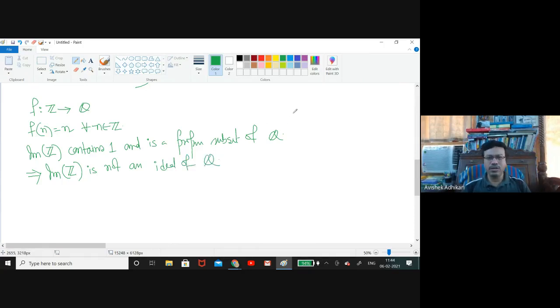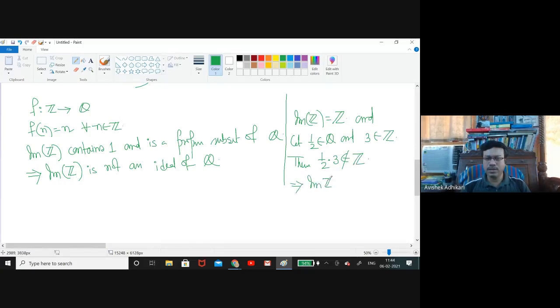Okay, so you are giving another argument. That's a very good argument, and you have already mentioned that the image of Z will certainly be Z. Let half belong to Q and 3 belong to Z, then half times 3 does not belong to Z. That implies the image of Z, which is equal to Z, is not an ideal of Q. Good. Okay, so both the arguments are fine.